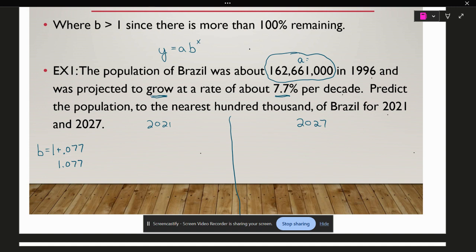And then it says population to the nearest 100,000 of Brazil for 2021 and 2027. So let's find our x. For 2021, our x value, we want to get to 2021. We started in 1996. 25 years in between. We want to divide this by 10 because in the problem it says per decade, and decade means 10 years. If we left it at 25, it would assume that it grew at that rate every single year. This is telling us it grew at that rate per decade. So our x value in this case is going to be 2.5.